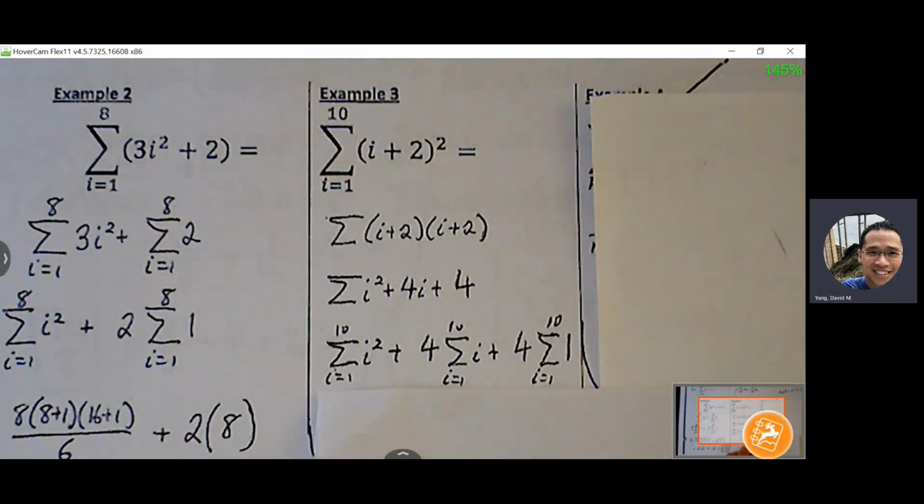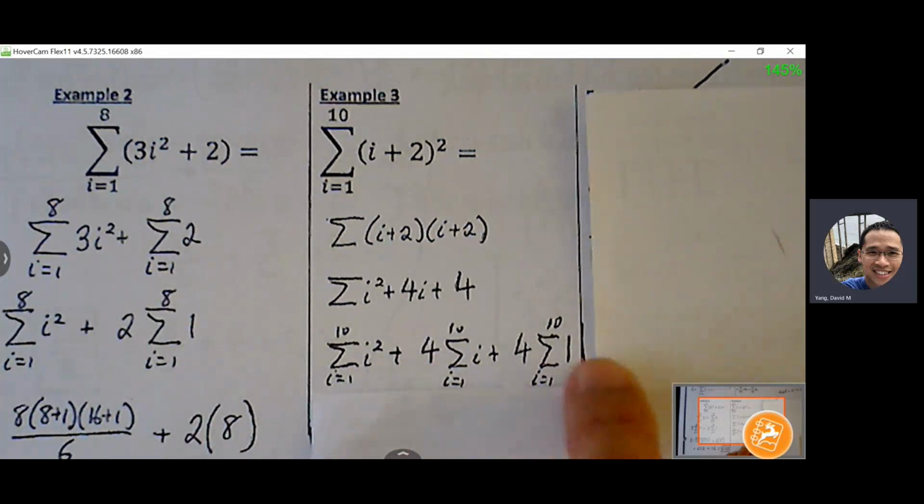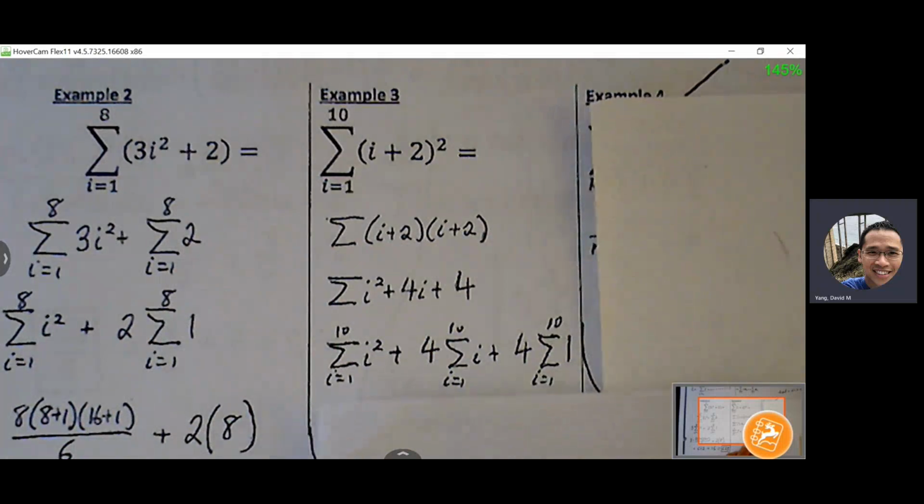So now I have the rules above that I can apply. Summation i squared, I can use n times n plus 1 times 2n plus 1 all over 6. My n value here is 10. Here, summation i is just n times n plus 1 all over 2 with a 4 in front. And summation 1 is just n, which is 10 times 4. See if you guys can set that up, and then I'll do the math for us.